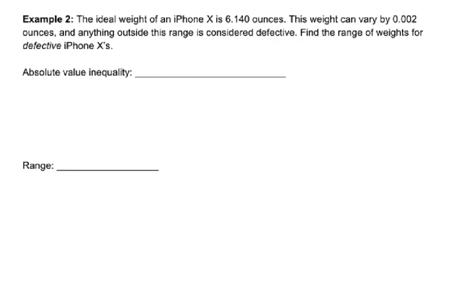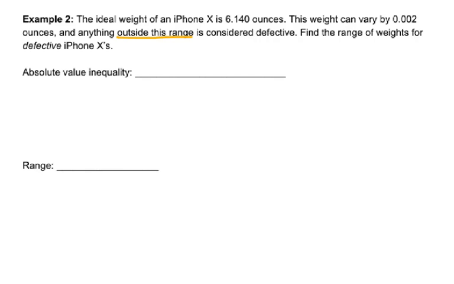This one's going to be a little bit different. So example 2: the ideal weight of an iPhone X, or iPhone 10, is 6.140 ounces. This weight can vary by 0.002 ounces, and anything outside this range is considered defective. So I'm going to underline "outside this range," and that's already cluing me in that it's going to be an absolute value inequality. And then we want to find the range of weights for defective iPhone Xs.